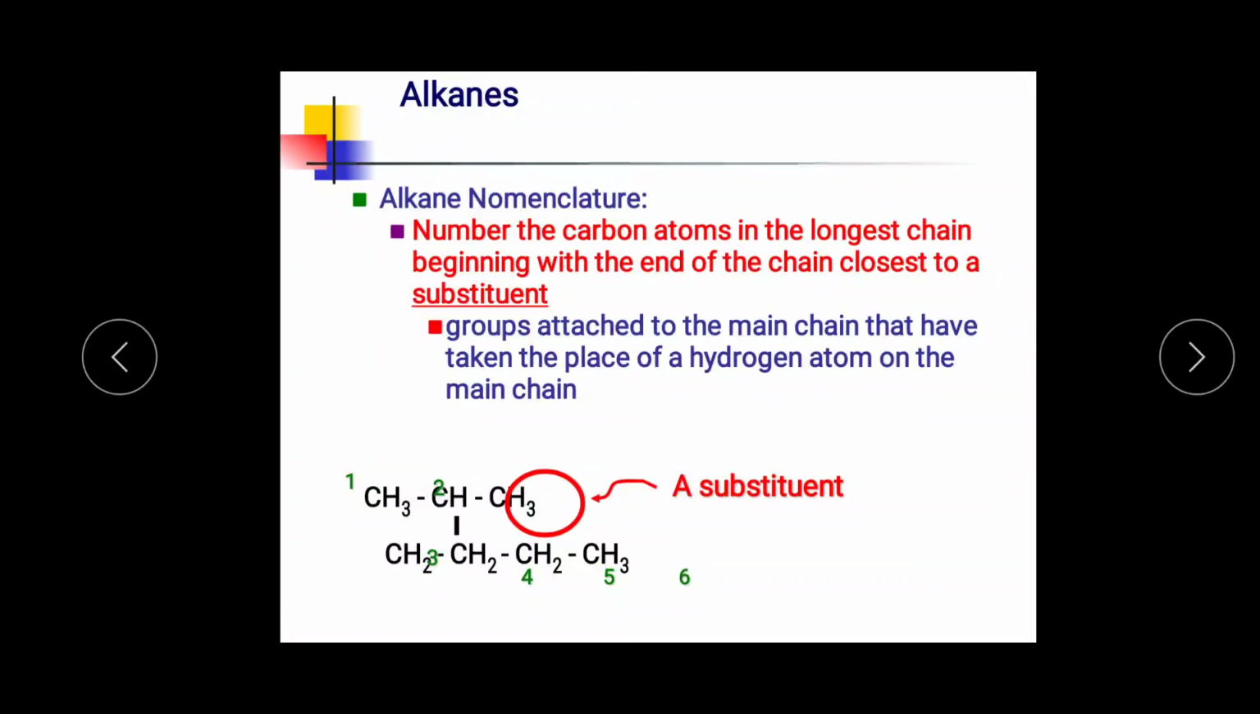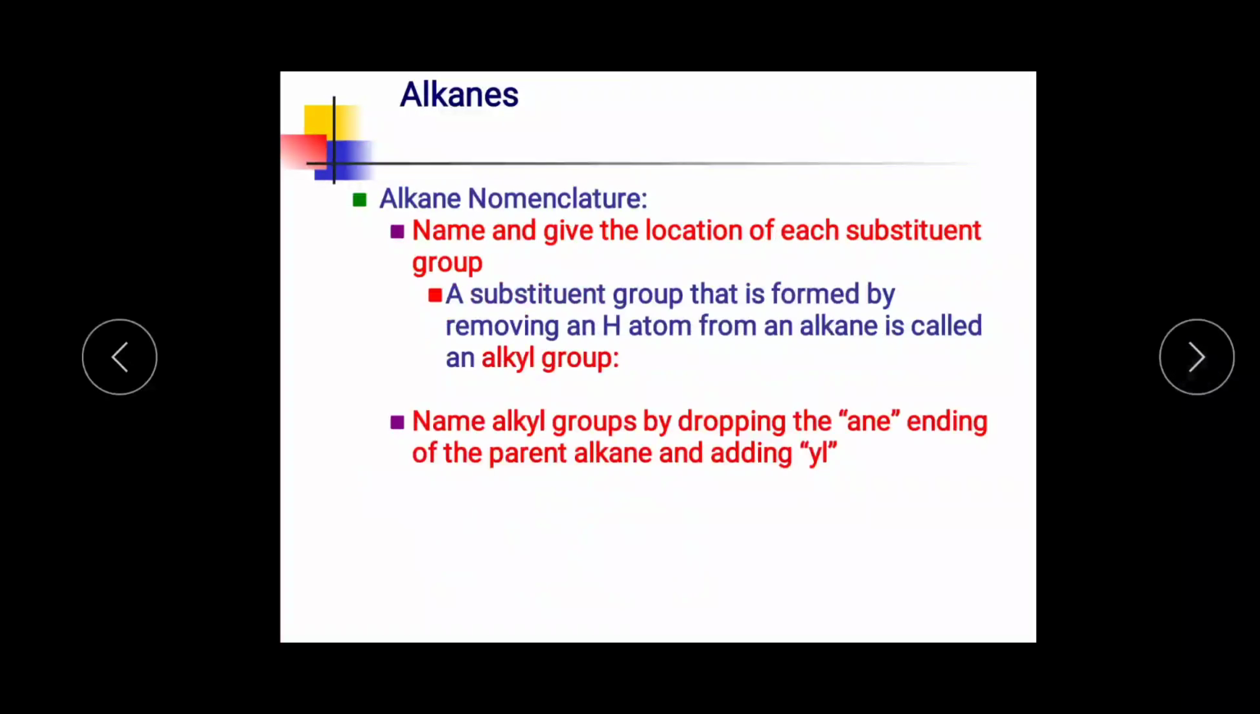Next, number the carbon atoms in the longest chain beginning with the end of the main chain closest to a substituent. Substituents are groups attached to the main chain that have taken the place of a hydrogen atom on the main chain. Name and give the location of each substituent group. A substituent group that is formed by removing a hydrogen atom from an alkane is called an alkyl group. Name alkyl groups by dropping the ane ending of the parent alkane and adding yl.